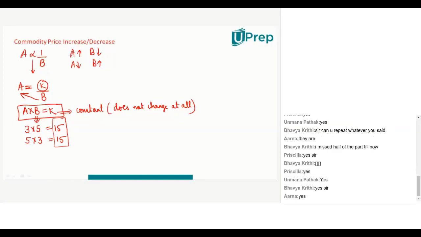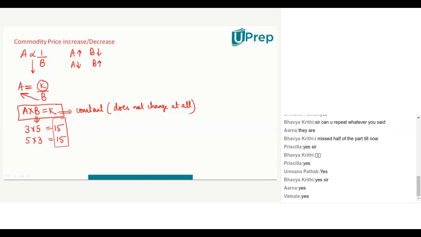Now let's look at what is happening to A, what is happening to B. What was A initially? A was 3. A became 5. So what happened? A increased by how much? A increased by 2. You guys agree? A increased by 2 on what? A increased by 2 on 3. That is the reason we got 5.